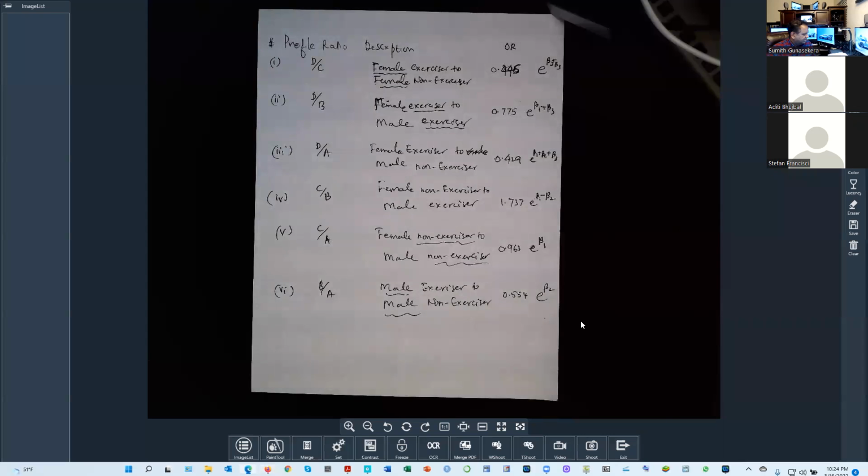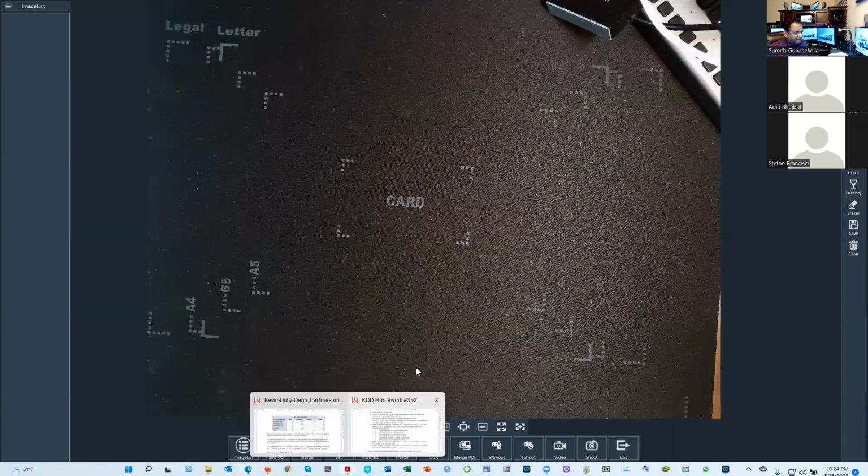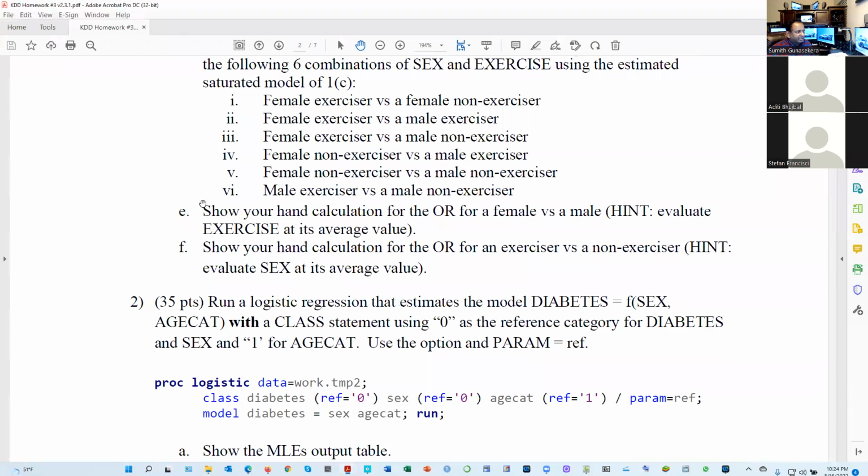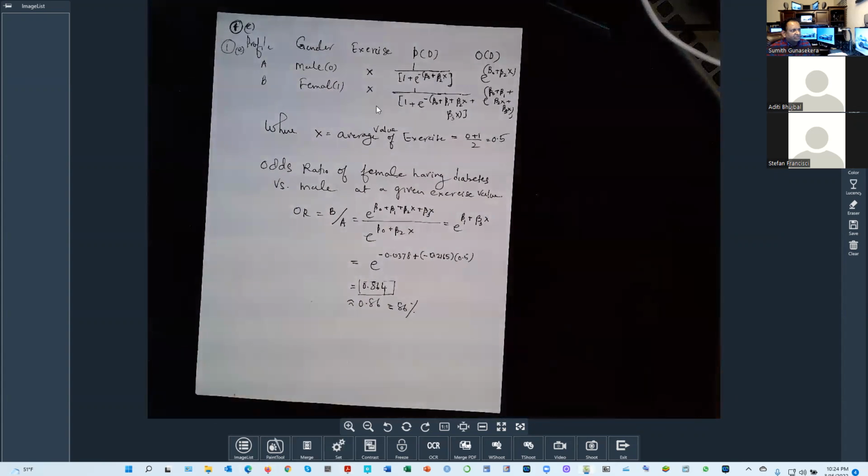So one, then E, you can remember that we did the E. Directly show your hand calculation for the female. Evaluate that one. We did that. Yeah, the time at the average because it's a continuous one. You can remember what we did. And then at the 0.5 at the average of that one, and then you got this one at D, and then in a similar fashion we got that one for the other way around, exercise.